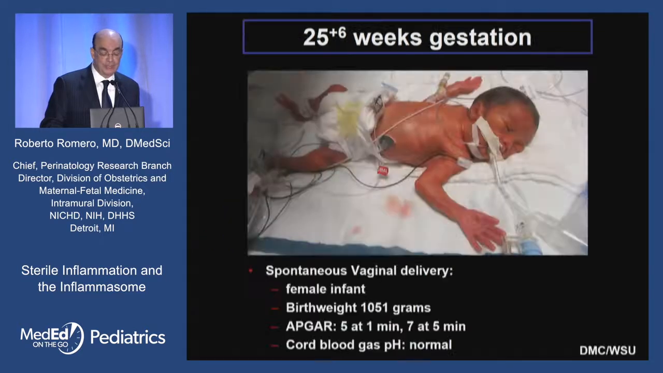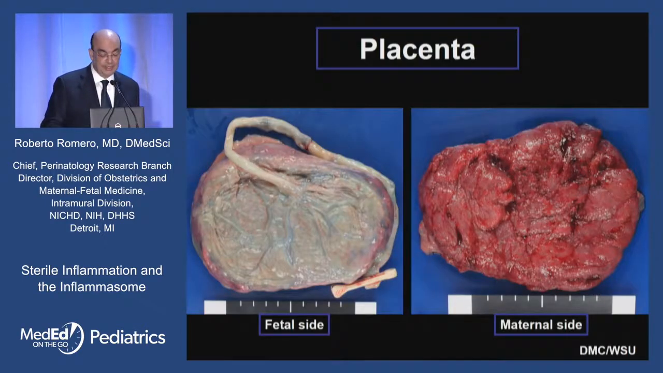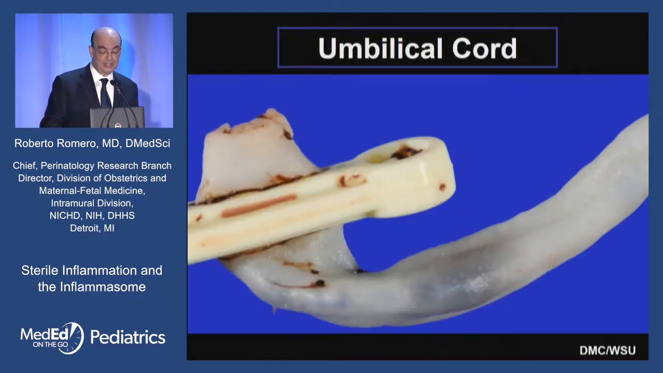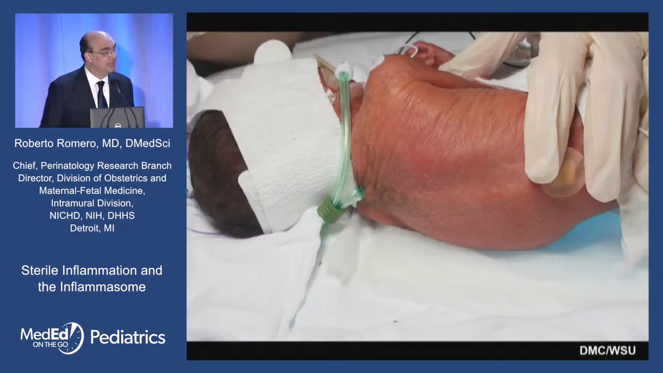There is meconium stained amniotic fluid, and we have a spontaneous vaginal delivery of a baby that is 1,000 grams or so. This is the placenta, and this is the IUD that comes right after the placenta. When looking at the umbilical cord, you see these little images over here that represent an abnormal finding in the umbilical cord. They're microabscesses. I'm going to show you histologically how they look, and this is the baby.